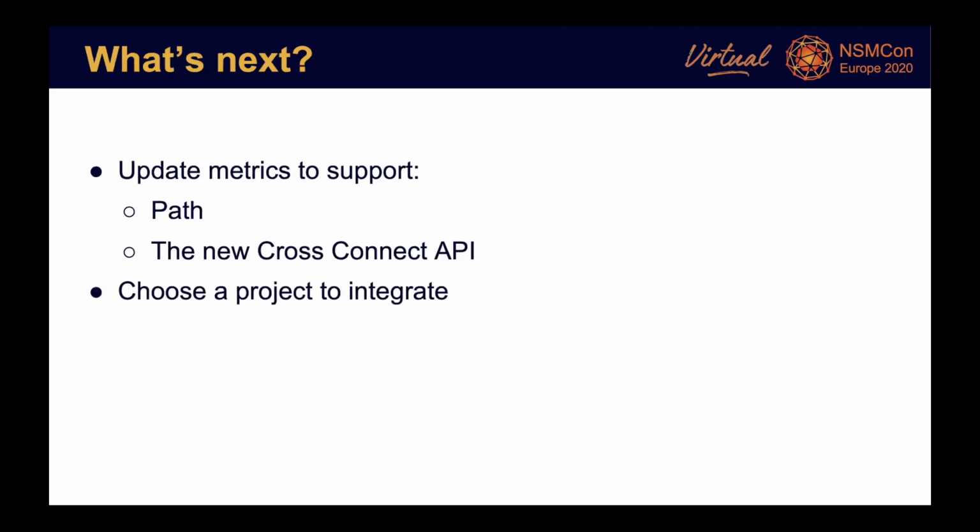So what's next? What we need to do in that direction? For the visualization, we need to choose a project from the listed solutions, or maybe if some new and really great solution comes, we need to write an integration about it. We also need to update our metrics to support the path concept and to get up to date with the cross-connect, the new cross-connect API.